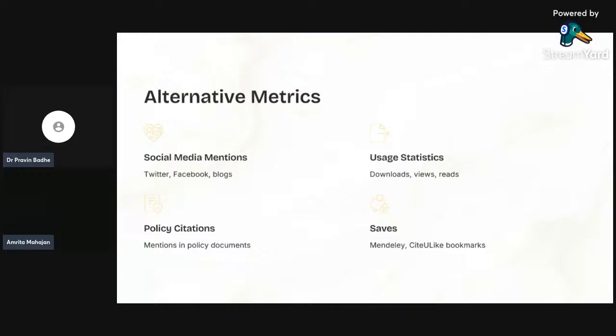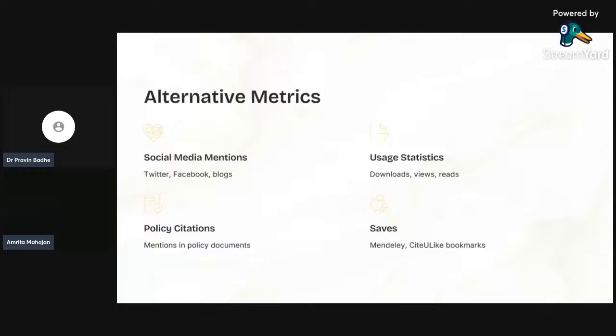So why does social media matter? It will give you early impact. A paper may take months or years to get citations, but social media shows immediate interest and a wider audience. Articles shared on Twitter, LinkedIn, or blogs reach not only scientists but also clinicians, policymakers, and the general public who are interested, and this helps knowledge translation as well.